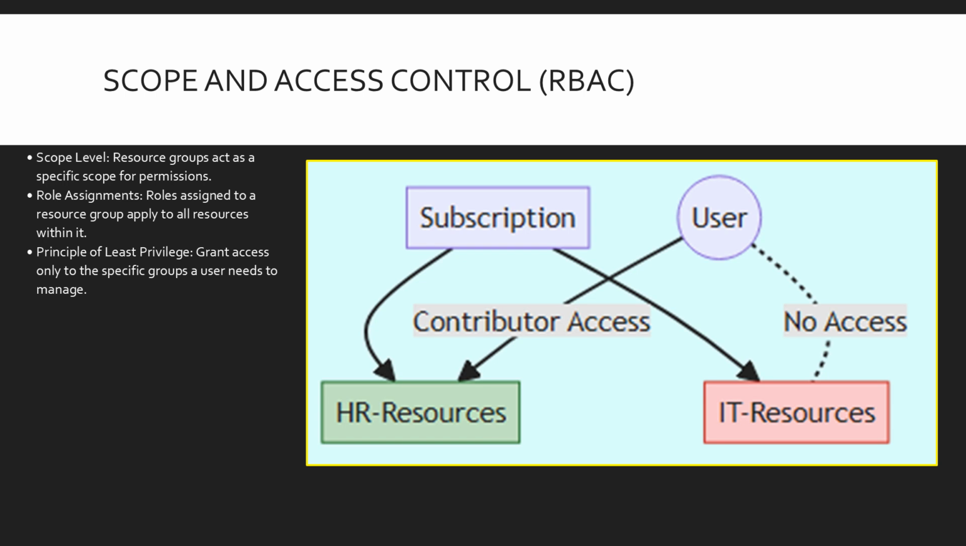This diagram shows a user and a subscription containing two resource groups: HR resources, green, and IT resources, red. The solid arrow indicates the user has contributor access specifically to the HR resources group. The dotted line to IT resources indicates no access. This visually demonstrates how the resource group hierarchy acts as a security boundary, allowing granular permission assignment.